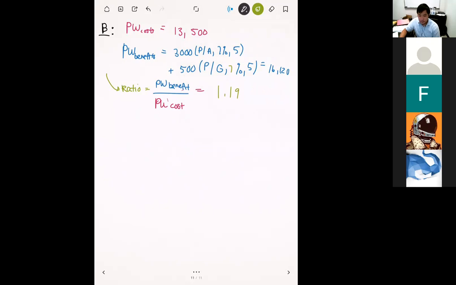All right. From both of these ratios, it might seem like option A is the better one to go with, because it has a bigger benefit cost ratio. But you can't just base your decision off the individual ratios. Just like we did with the rate of return analysis, we need to find the benefit cost ratio of the increment.